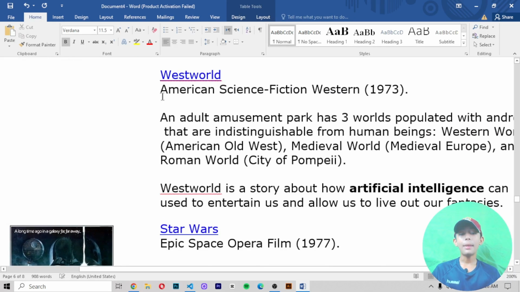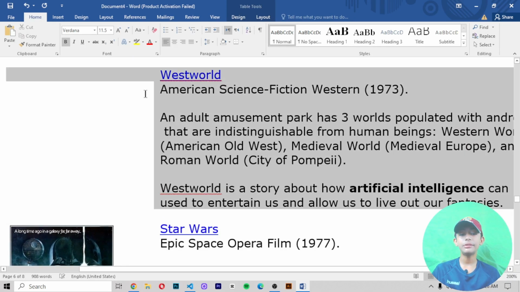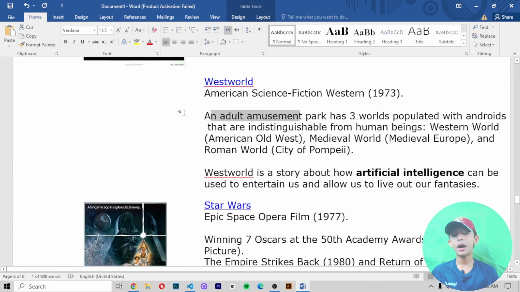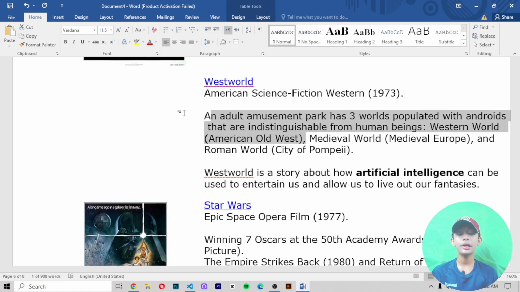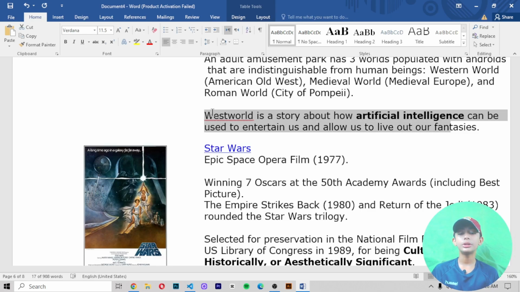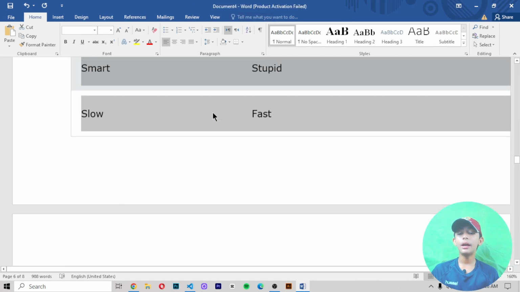Westworld, an American science fiction western from 1973. An adult amusement park has three worlds populated with androids that are indistinguishable from humans: Western World, the American Old West, Medieval World, medieval Europe, and Roman World, city of the Romans. Westworld is a story about how intelligence can be used to entertain us and allow us to live out our fantasies.